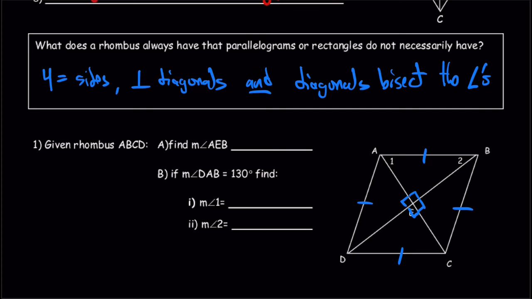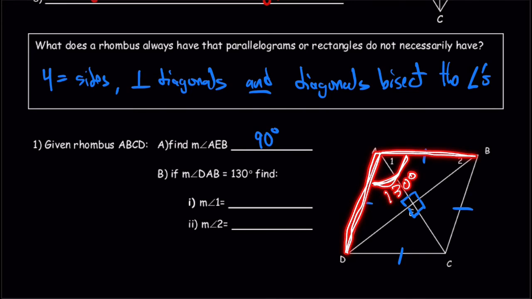Next, it says, find the measure of angle AEB. AEB, oh, that's one of those angles in the middle. It's perpendicular, 90 degrees. Easy. Next, if the measure of angle DAB, so that's this whole angle right here, is 130. So that whole angle is 130.